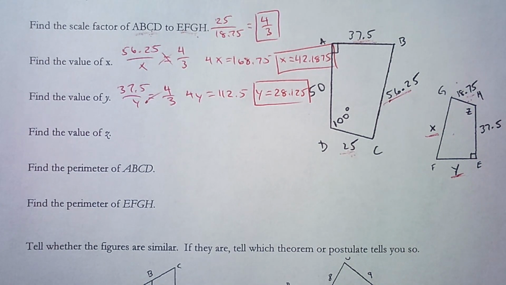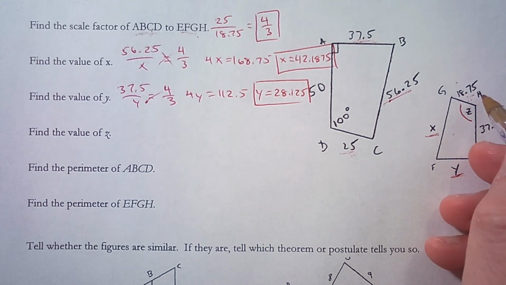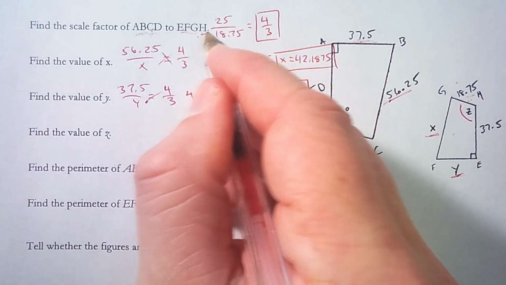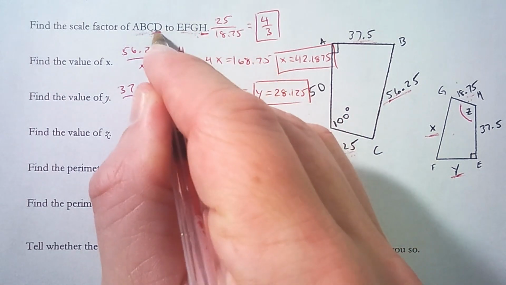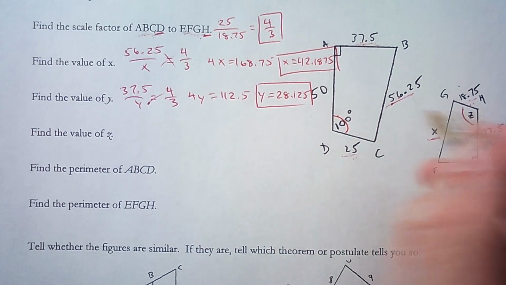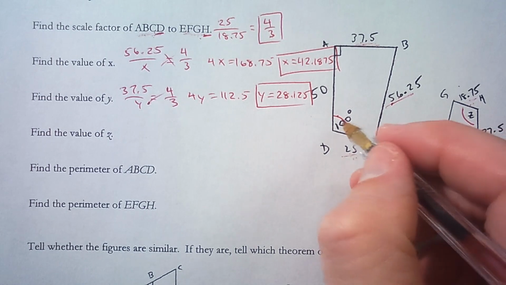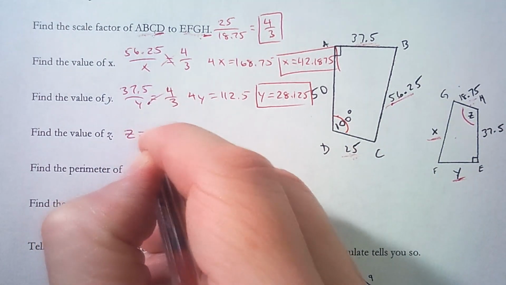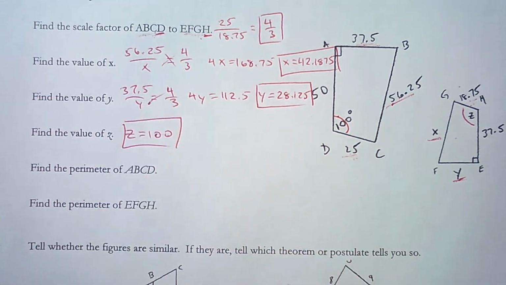Find the value of z. This one's going to be nice and easy. Z is an angle right here. It's on angle H. Angle H corresponds with angle D. These two angles are congruent. I don't need a proportion here. These have the same measure, so Z is 100.